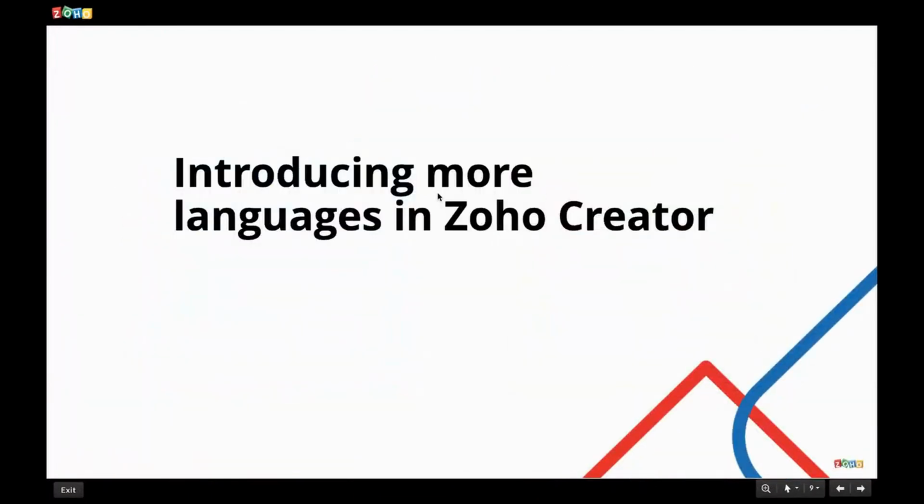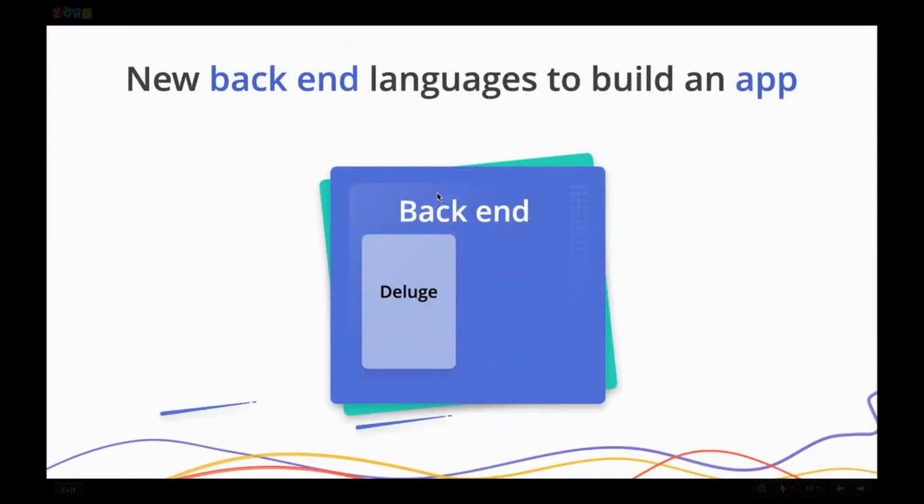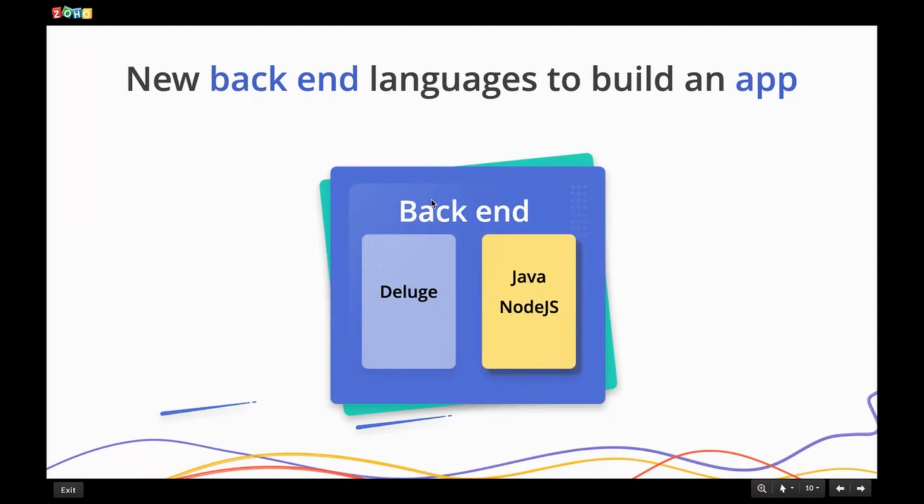So we are introducing more languages in these areas now. And let's take a look into the languages that we have added in the backend. So you will now be able to write code in Java and Node.js and trigger it from various events in the application. We call this cloud functions.